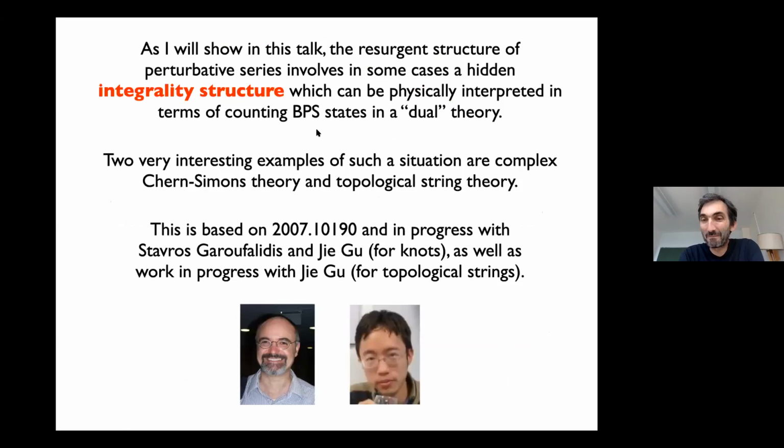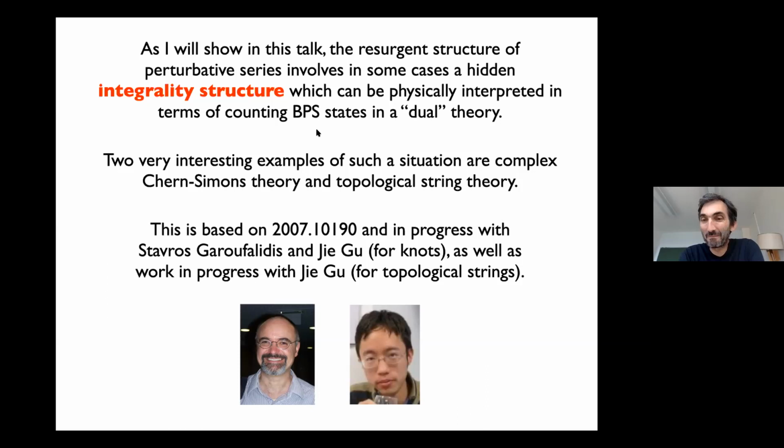So what I will show in this talk is that in some cases, which I think is still not clear how often is this going to be the case, the perturbative series involves a hidden integrality structure. So it turns out that you can actually produce integers from perturbative invariants in a way which is slightly different from what has been done so far. And in many cases, these invariants can be interpreted as counting BPS states in a dual theory, a theory which is not necessarily the original theory. And two very interesting examples of such a situation are complex Chern-Simons theory and topological string theory.